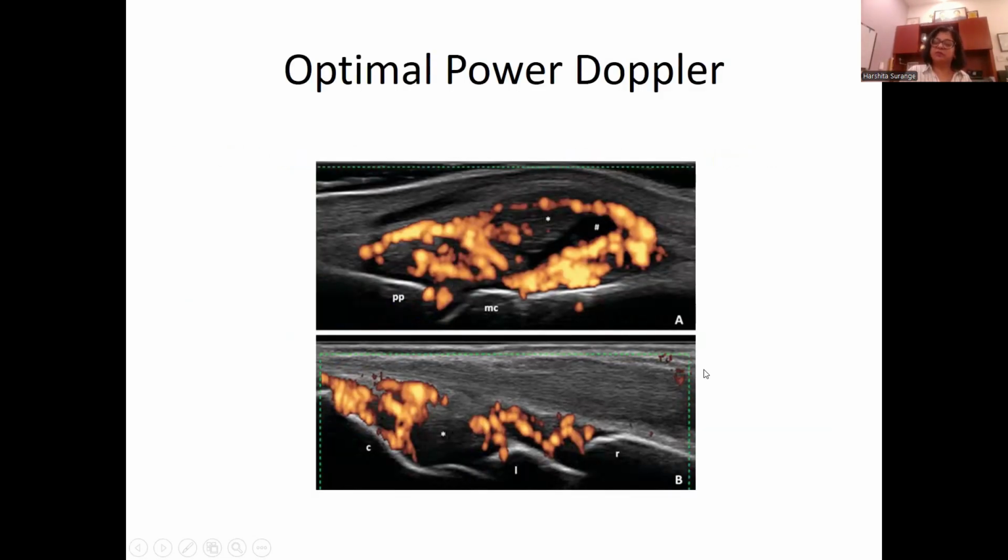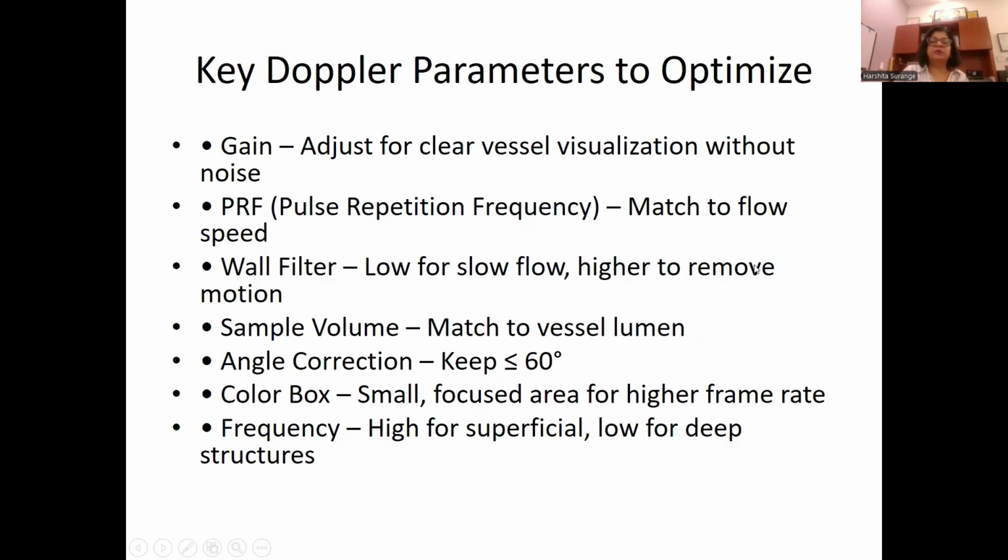In power Doppler, we don't get red and blue flow. We get only single color flow. But in some advanced machines, we also get red and blue flow separately, but it is used to detect very slow flow of blood. So for the Doppler to be optimized, gain should be adjusted for a clear visualization of the vessel without noise. PRF should be according to the vessel you are tracing. If it is a low velocity vessel or a small vessel, it should typically be between 3 to 5 centimeters per second. The wall filter should be low for slow flow and higher to remove the motion artifact.